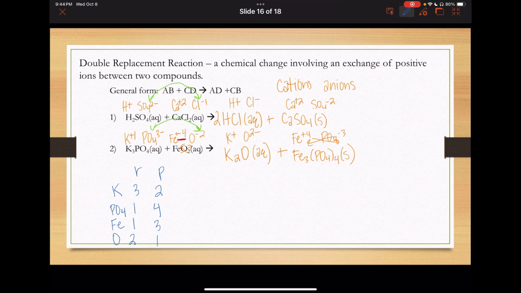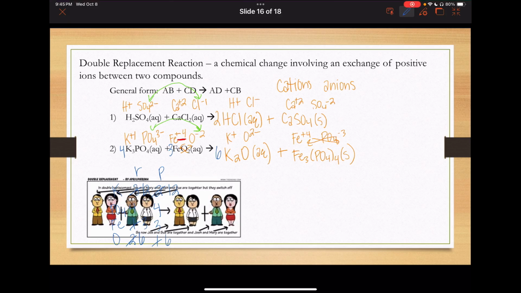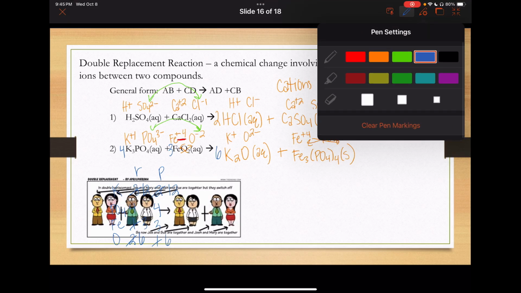I'm going to balance out the PO4s first, so I'm going to put a 4 out here, which then turns 3 to 12. So in order to get 12 Ks on this side, I'm going to put a 6. So that now turns into 12, and then that turns my oxygens into 6 on that side. And then in order to get those to have 6, I need to put a 3. So this now has 6, and this now has 3. So this is balanced. And then, let me erase that.